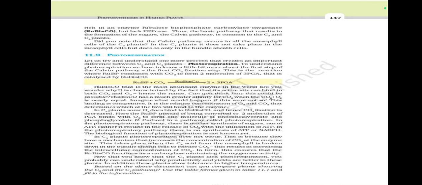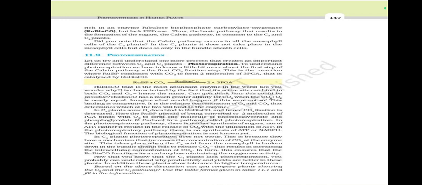Thus, the basic pathway that results in the formation of the sugars, the Calvin pathway, is common to the C3 and C4 plants. Did you note that the Calvin pathway occurs in all the mesophyll cells of the C3 plants? In the C4 plants, it does not take place in the mesophyll cells, but does so only in the bundle sheath cells. Photorespiration. Let us try and understand one more process that creates an important difference between C3 and C4 plants, photorespiration.